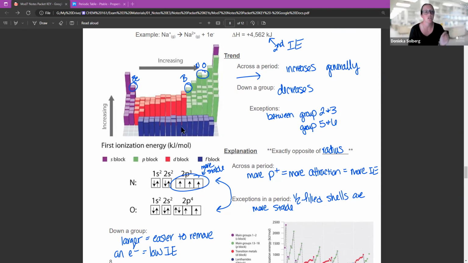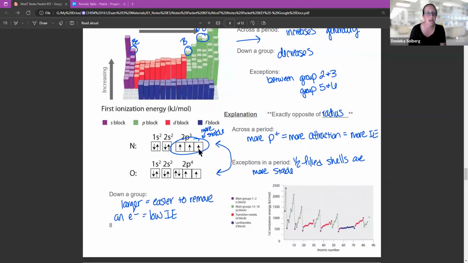Now, the exceptions, however, are just across, they're not down, they're just from left to right, between 2 and 3, and then between 5 and 6, because of that whole half-filled shell thing. We've talked about this before: a half-filled shell, like a p subshell that has 3 orbitals in it, if there's 1 electron in each, is kind of stable. Whereas if it's 4, so you've got 2 in one and 1 in each of the other ones, this is actually a little bit more stable. This is decently stable. So it's harder to remove an electron.